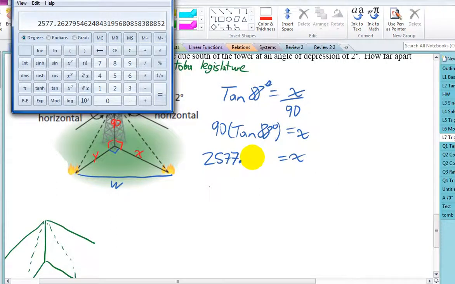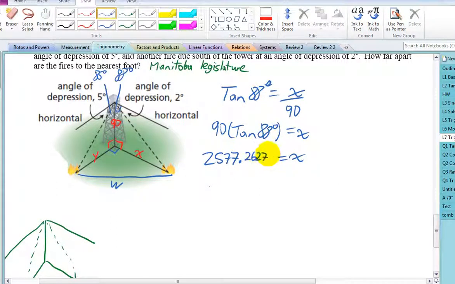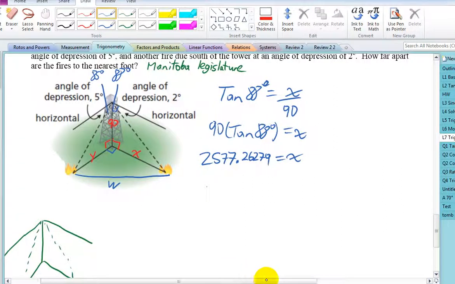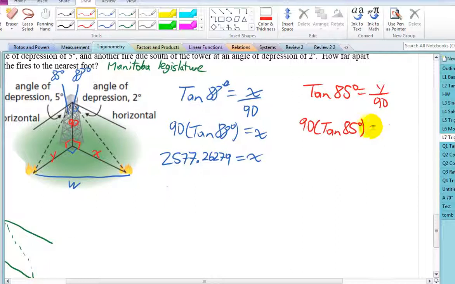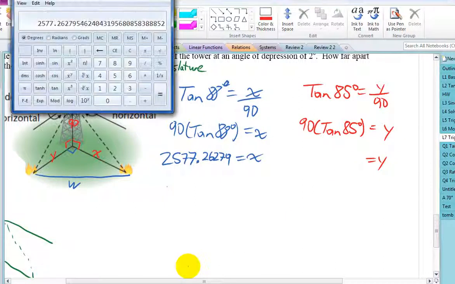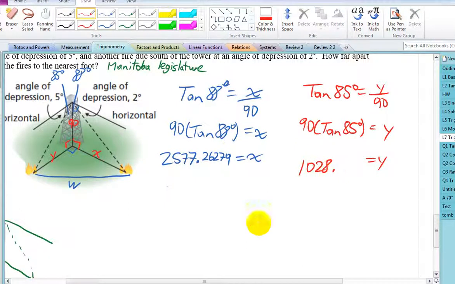Now I'm going to have trouble keeping this number on my calculator, so I'm going to keep 5 decimals. Okay. Then to find y, you would use tan 85 degrees equals y over 90. Very similar. Did people get that? 1028? Now it's easy to keep that on my calculator because I already have it there.